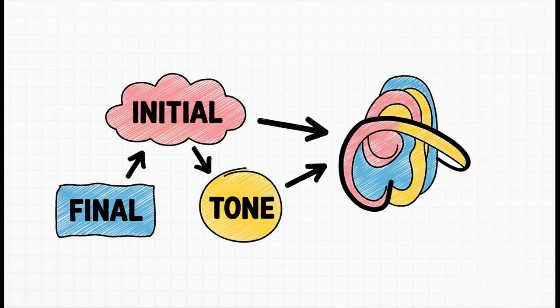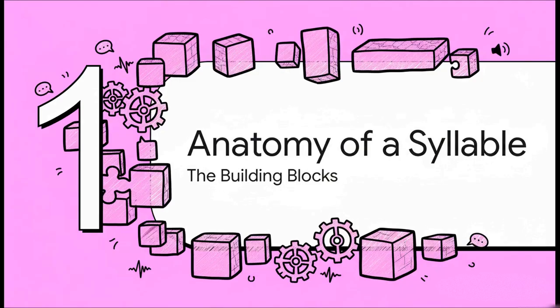And here is the big secret, right up front. You don't need to memorize thousands of unique sounds. Nope. Every single syllable in the entire language is built from just 3 simple parts. Once you know those 3 building blocks, you basically know the whole system. So let's start right there with the anatomy of a syllable. Think of these as the Lego bricks for every single word you're ever going to say in Mandarin.